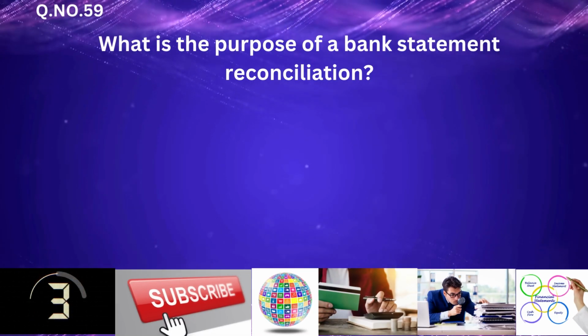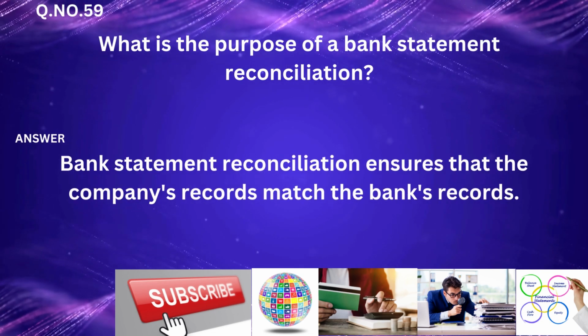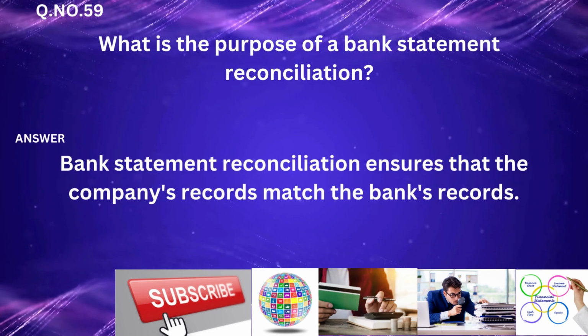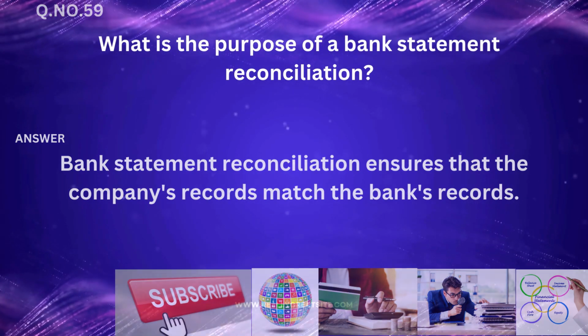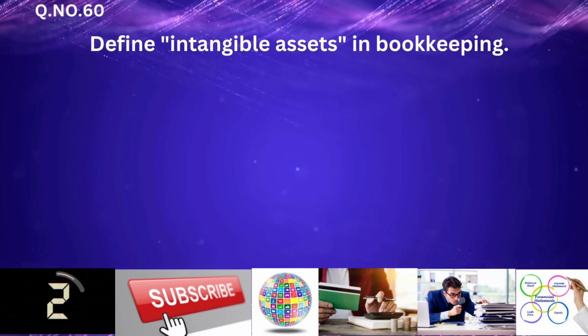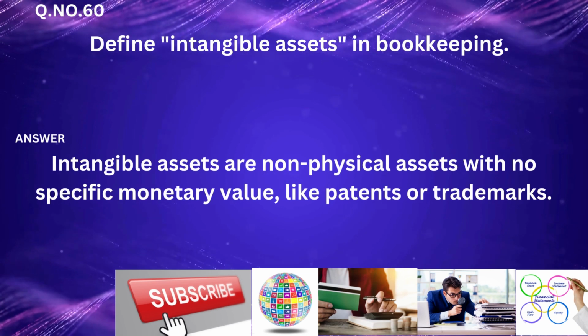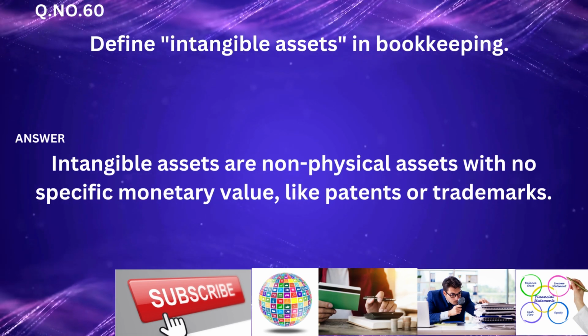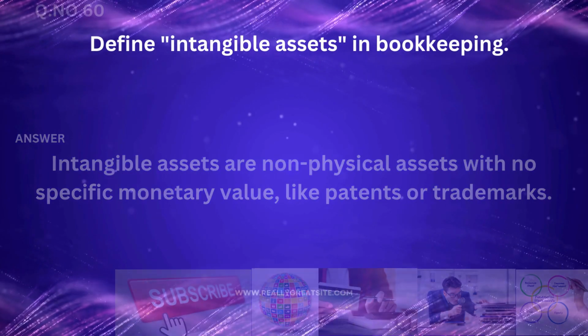Question 67. Define straight-line depreciation. Answer: straight-line depreciation allocates the same amount of an asset's cost as an expense each year of its useful life. Question 68. What is the carrying amount of an asset? Answer: the carrying amount is the value at which an asset is reported on the balance sheet.